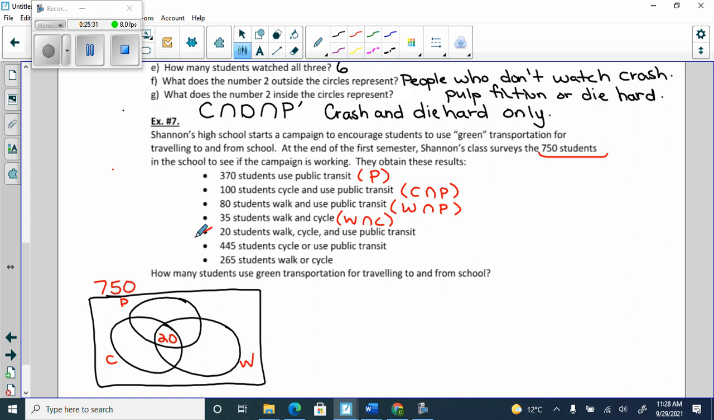And then I'm just going to finish writing out the rest so I have my acronyms. 45 students cycle or use public transit. And then 265 walk or cycle.